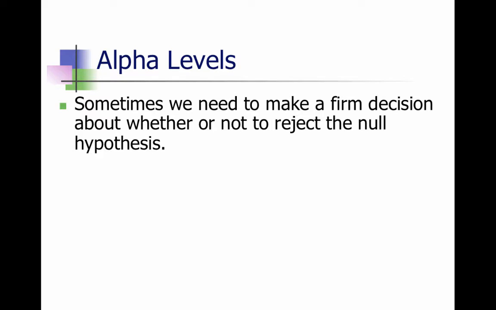Up until now, when we've been dealing with our p-values, we haven't really decided what constitutes a high p-value and what constitutes a low p-value. Alpha levels are going to do that for us. Sometimes we need to make a firm decision about whether or not to reject the null hypothesis. It can't really be a situation of, well, it seems kind of low, but maybe it's high. Sometimes we need to say, nope, it is below this value, therefore it's low. Or nope, it's above this value, and therefore it's high.